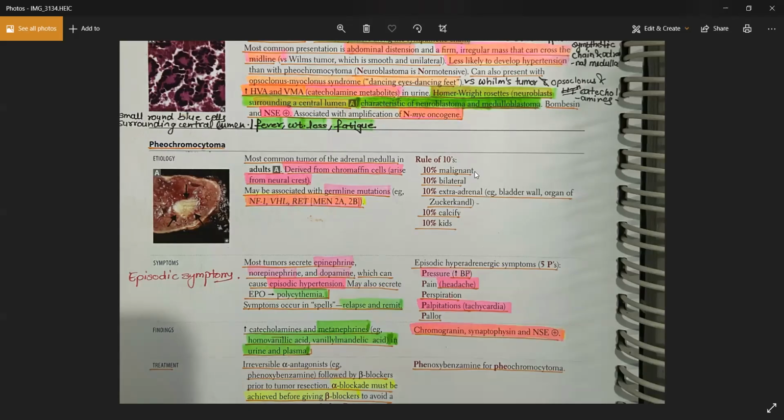You can remember the rule of 10: 10% of them are malignant, 10% of them are bilateral, 10% of them can be extra-adrenal, which means the bladder wall or other organs, 10% of them can be calcified, and 10% of them will be present in kids. So it is important to remember the rule of 10.